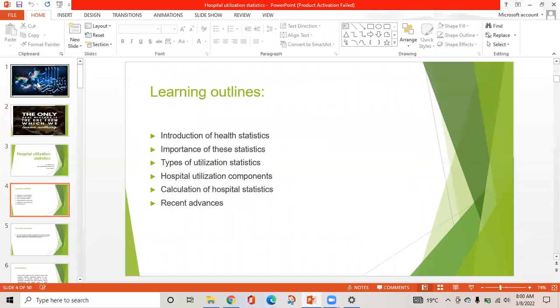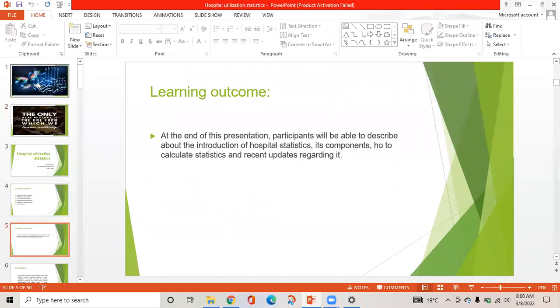The learning outlines of the presentation are introduction of health statistics, importance of these statistics, types of utilization statistics, hospital utilization components, calculation of these, and recent advances. At the end of this presentation, participants will be able to describe the introduction of hospital statistics, its components, how to calculate statistics, and recent updates regarding it.